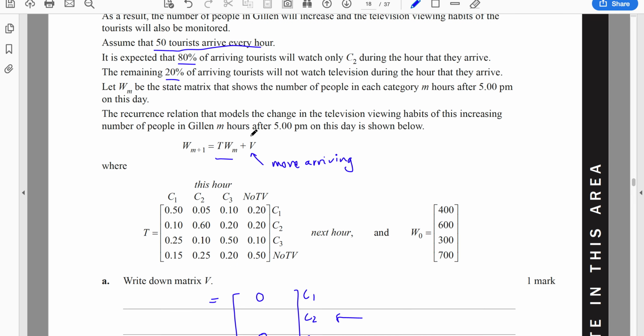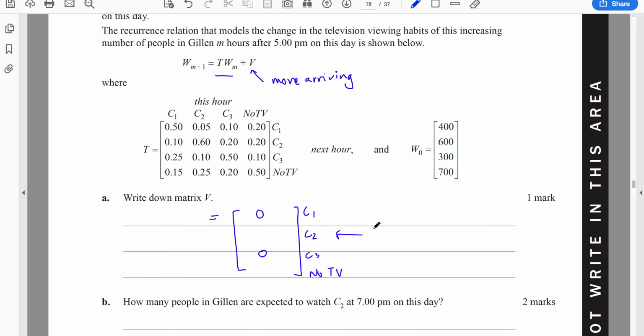If we look at C2, we've got 80% of the arriving are going there. So 80% of 50. So what you need to first establish is what 80% of 50 is, which is 40. And then, of course, the rest are going down here. So that's going to be 20% of 50, which is 10. Or we know 40 are up here and there's only 10 more people. So we've got 10 people who need to be added to the no TV section. So there's our matrix V.